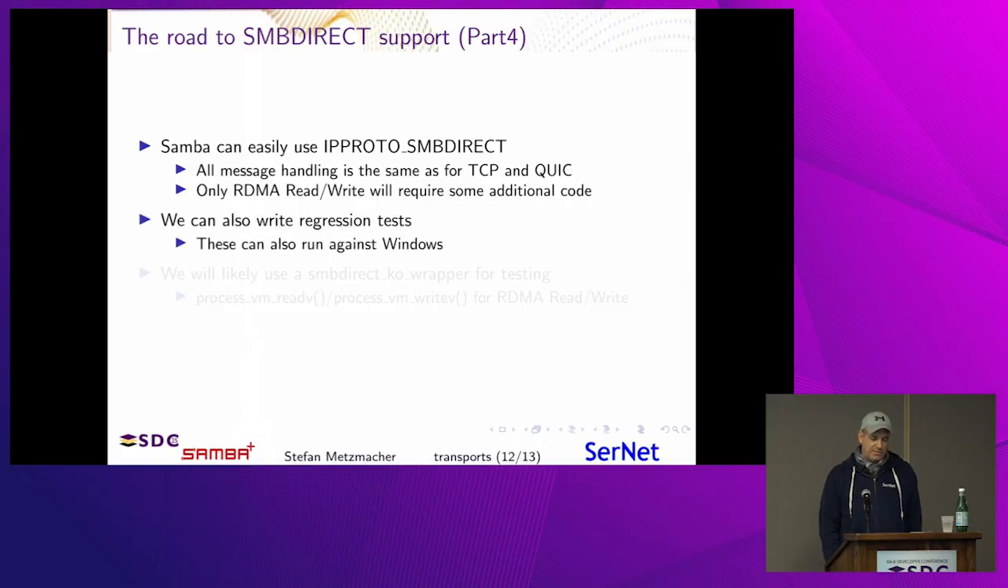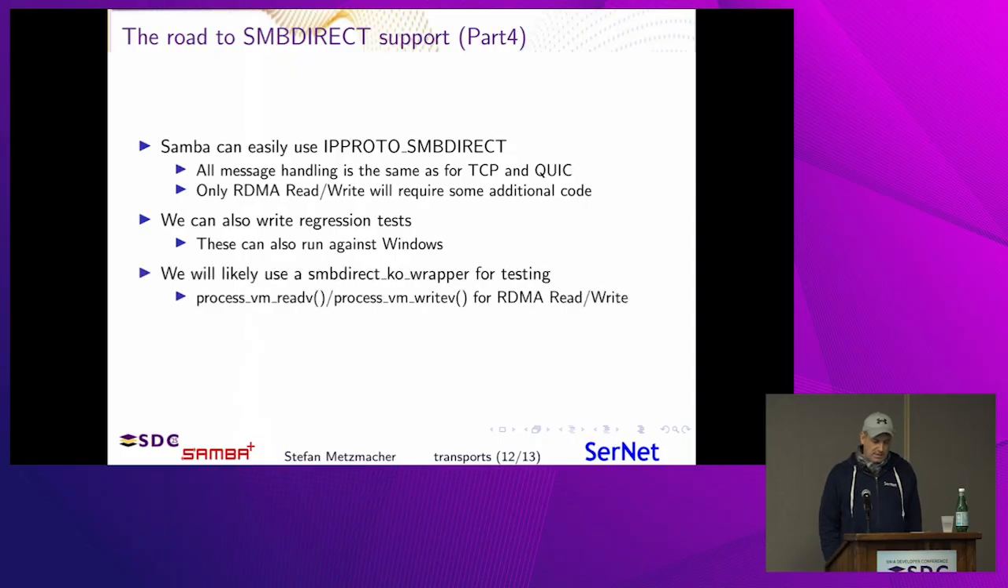And then we would also be able to write some SMB torture regression tests and run that against Windows in order to see how things have to behave. And finally, similar to the quic.ko wrapper support, we would have an SMB-Direct KO wrapper for testing. And I guess we would be able to use something like process_vm_readv and writev in order to simulate the RDMA read and write from the server process to the client process.